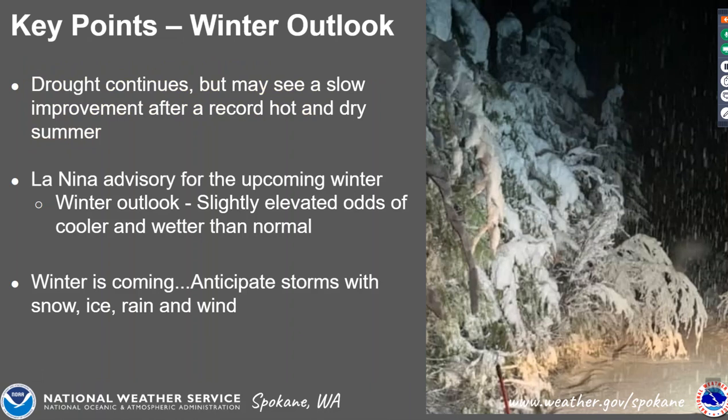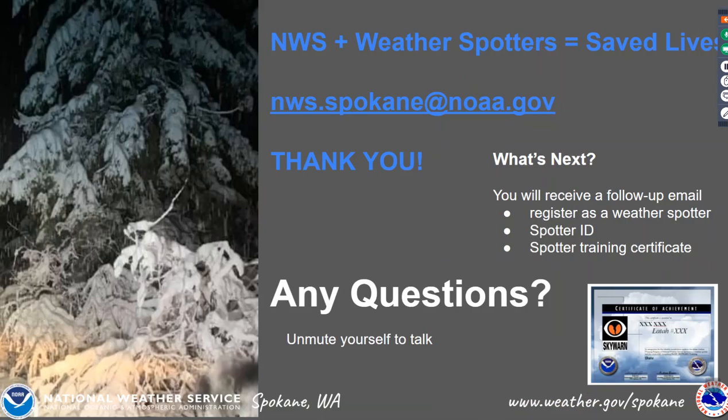So the key points are that the drought will likely continue, but we can see some slow improvements after our hot and dry summer. We have a La Nina advisory for the upcoming winter for La Nina conditions with slightly elevated odds of cooler and wetter than normal. And then, winter is coming, so anticipate periods of snow, potential ice, rain, and wind.